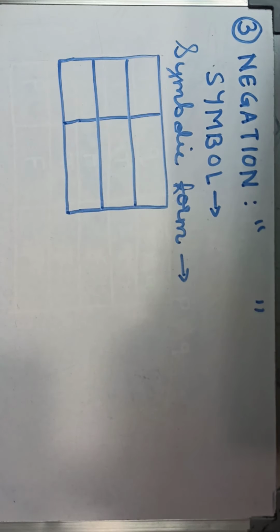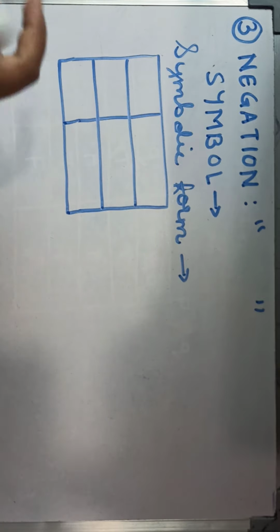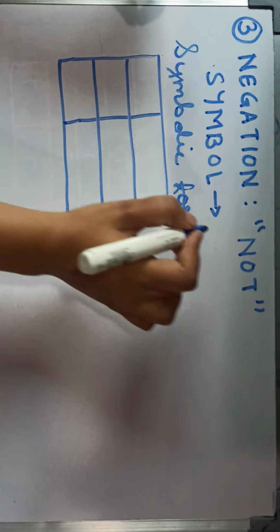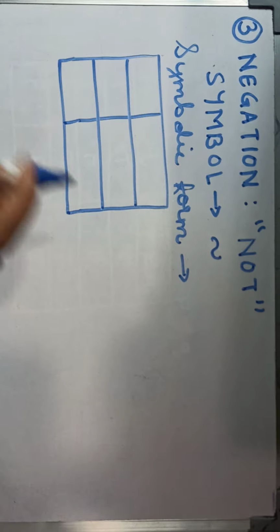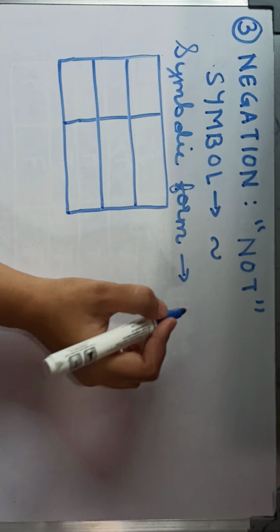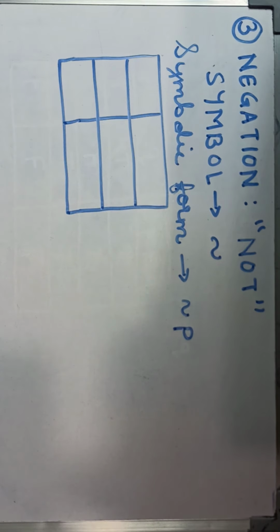Now the third logical connective is negation. When we use the word not in a statement, then it is the negation of the original statement. That is, if you want to find the negation of a given statement, you simply have to add not in that and you get the negation of the statement. So here the word used is not and the symbol is this. This is the symbol of negation. So if P is the statement, then its symbolic form will be negation P.